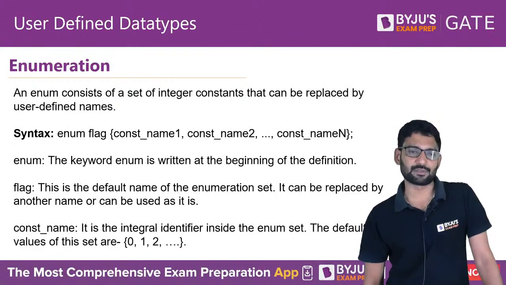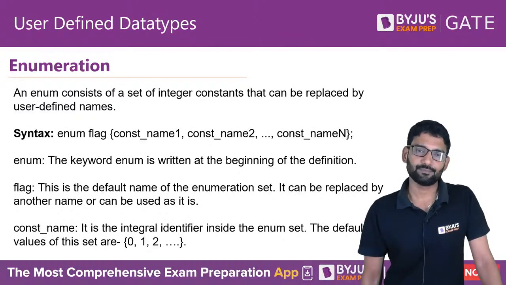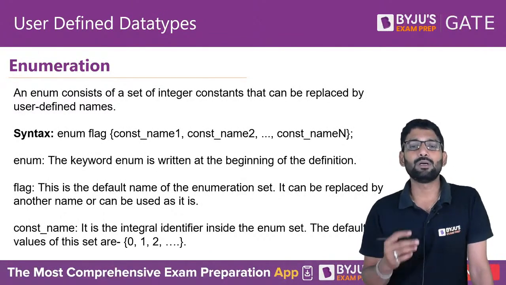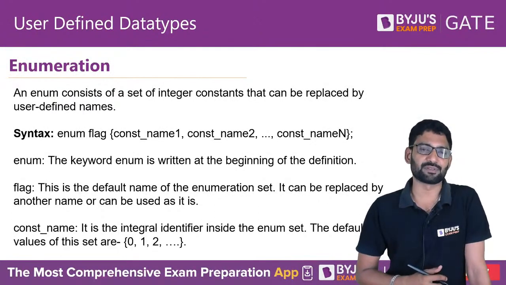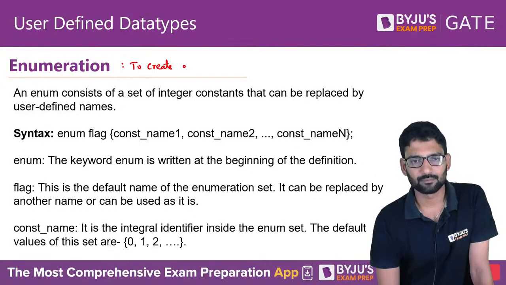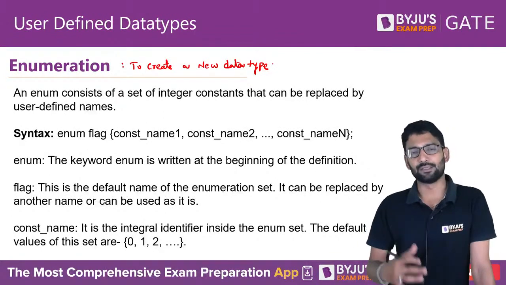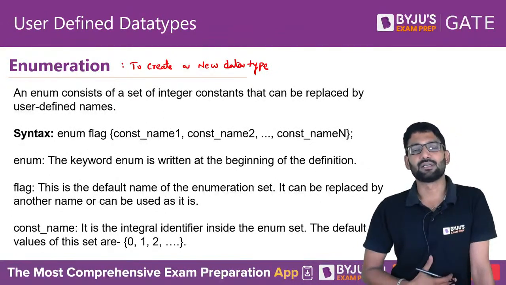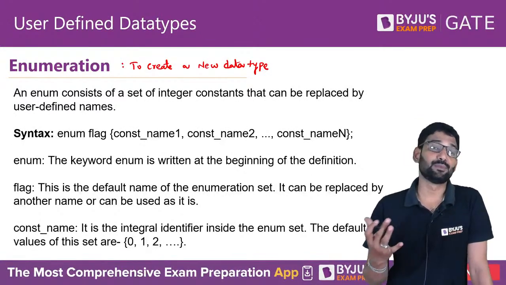Now, the enumerated data type, what is it? It is used to create a new data type. Means such a data type does not exist, we would like to create a new one, then such a data type you can term as an enumerated data type.